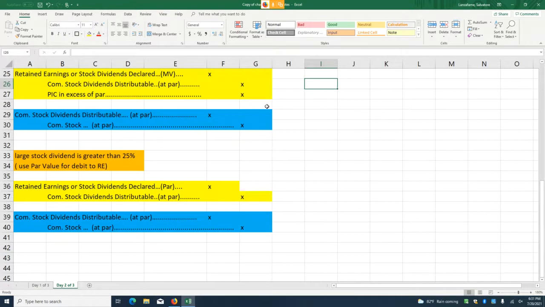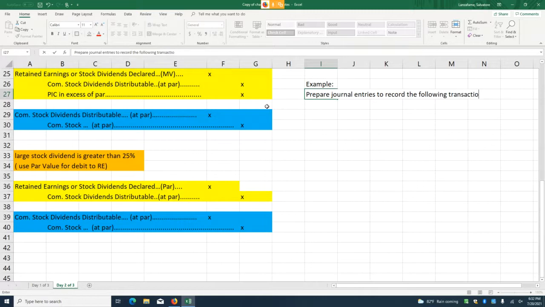It says prepare journal entries. So we'll just call it example. Prepare journal entries to record the following transactions. I don't care about the company name. And then it says July 15th.